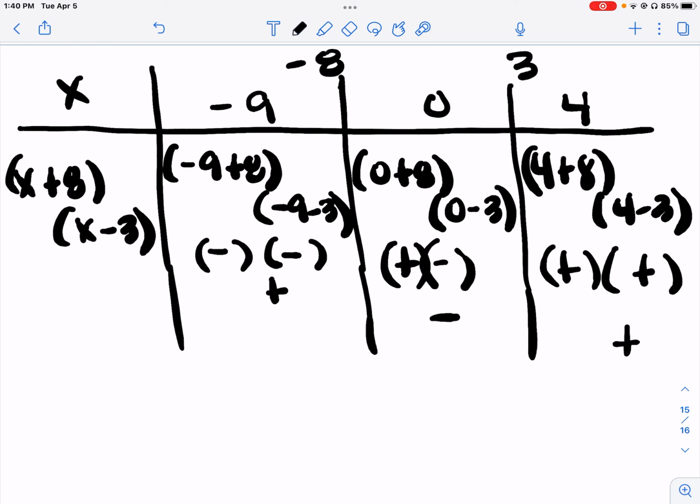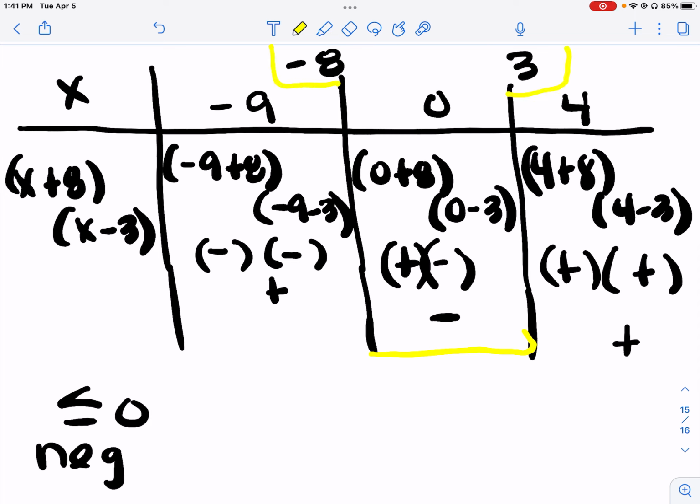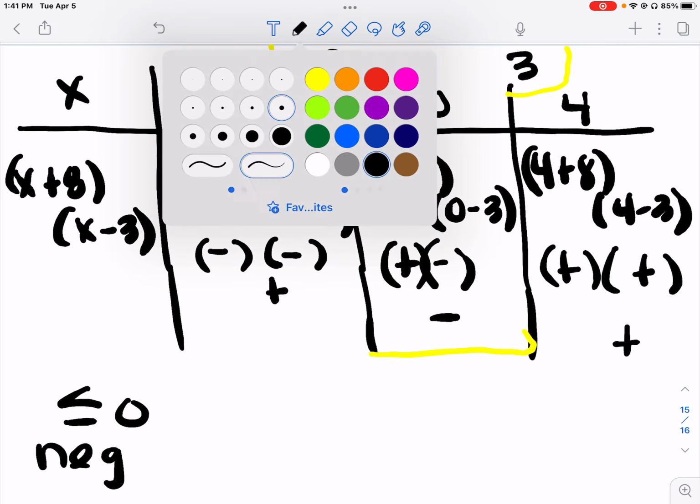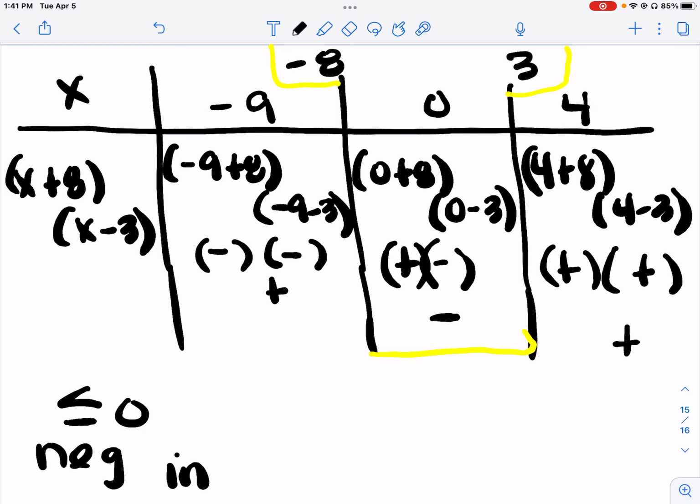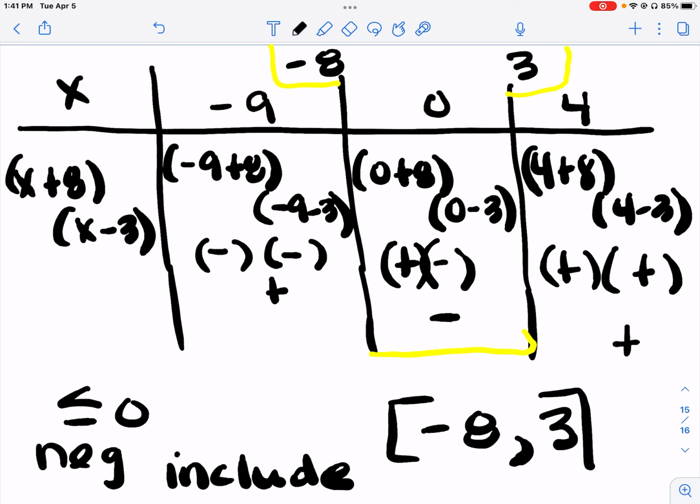Okay, now the question said less than or equal to 0. Things that are less than 0 are negative. Okay, so let's see, where does it come out negative? It comes out negative here in the middle of negative 8 and 3. Okay, that's where it comes out to be negative. The or equal to means include. So our answer is between negative 8 and 3. Brackets because of the or equal to.